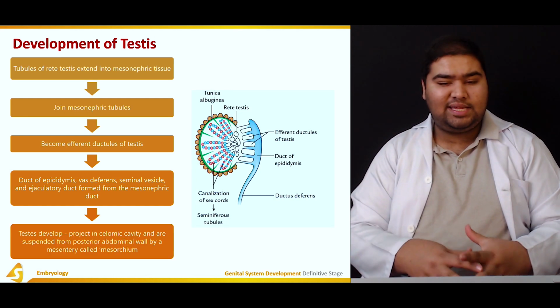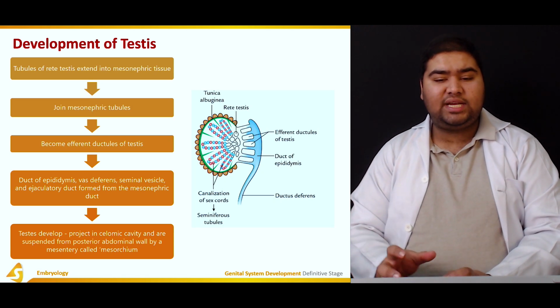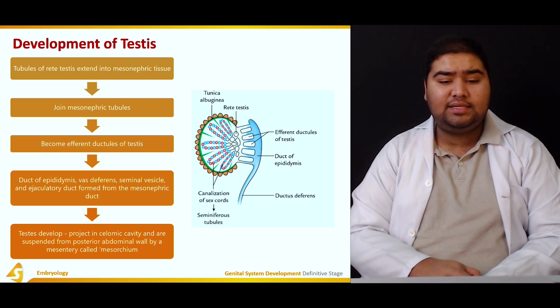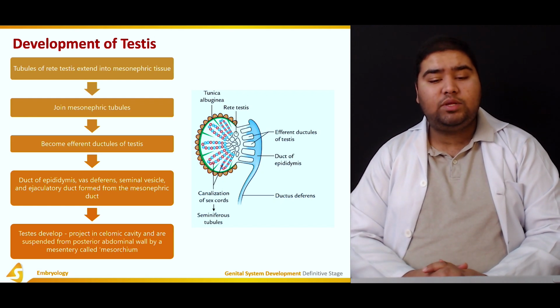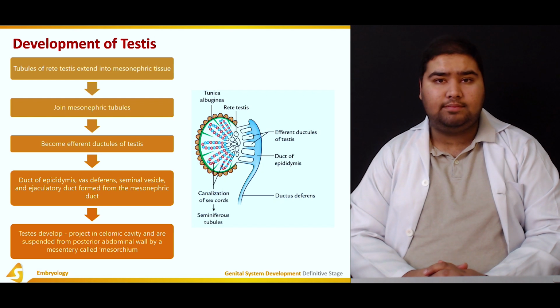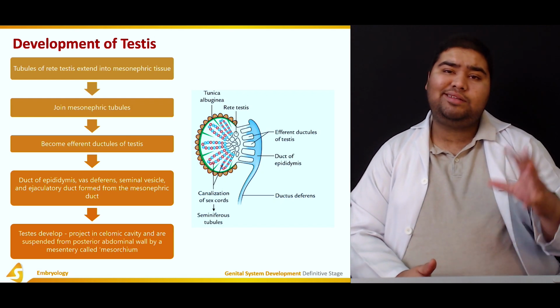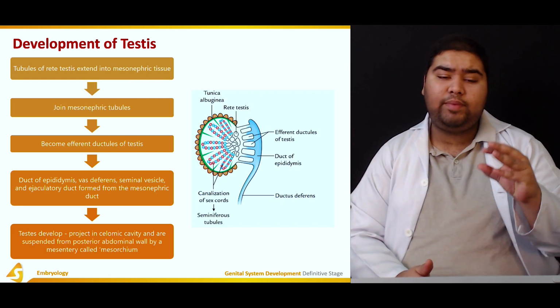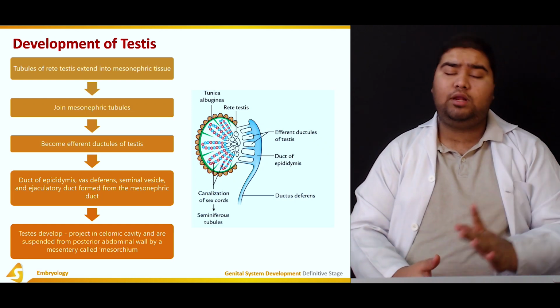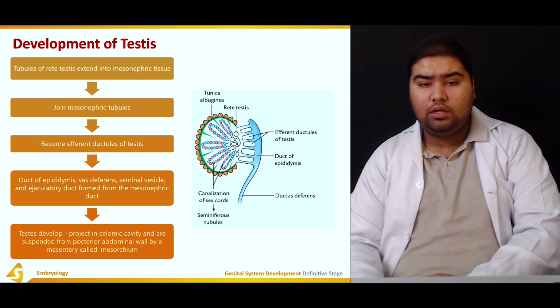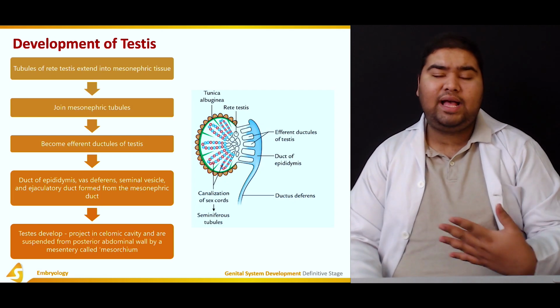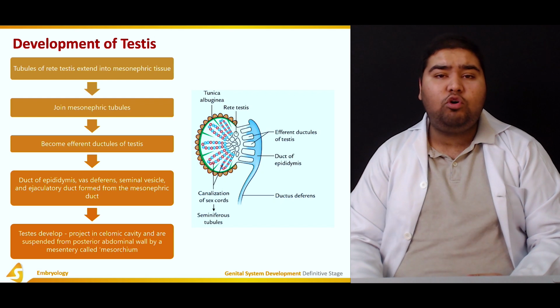Now as the testes develop, they are projected into the coelomic cavity and are suspended from the posterior abdominal wall by a mesentery, which is known as mesorchium. So the testes are suspended in the coelomic cavity from the posterior abdominal wall by a mesentery known as mesorchium. So moving on, we have now the development of ovary.